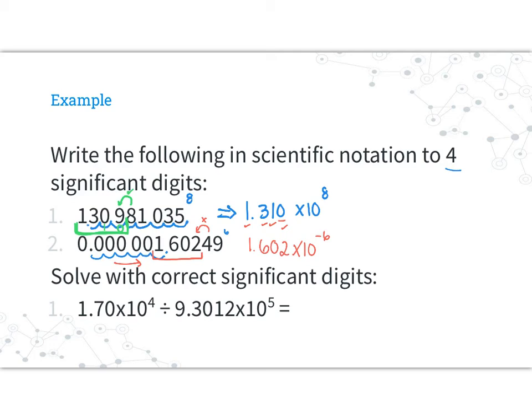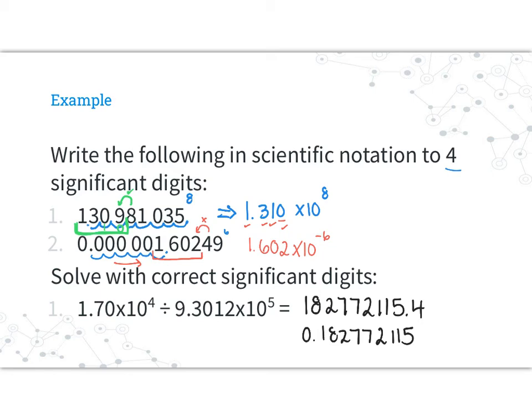All right, solve with the correct significant digits. Put this into your calculator and solve it. Now there is a little trick here. Some of you, if I'd asked for the answer, would tell me that it is 182772115.4, that's what your calculator gave you. Others will tell me it's 0.182772115. So which one is it?